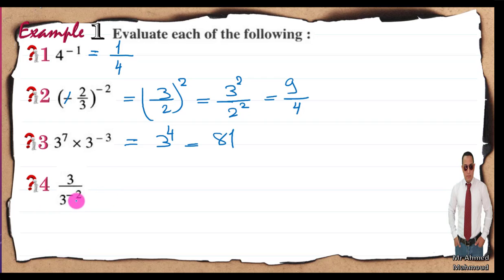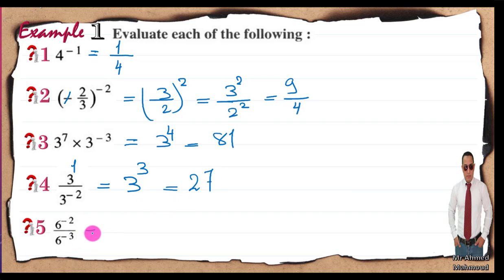Number 4, 3 over 3 power negative 2. This is what I said here. With different bases, I distribute the power. But here I have the same base, 3 and 3, so I'm going to subtract the powers. The powers are 1 and negative 2. So it will be 3 to the power 1 minus minus 2. Again, 1 minus minus 2 equals 3. So it will be 3 power 3, which is 27.